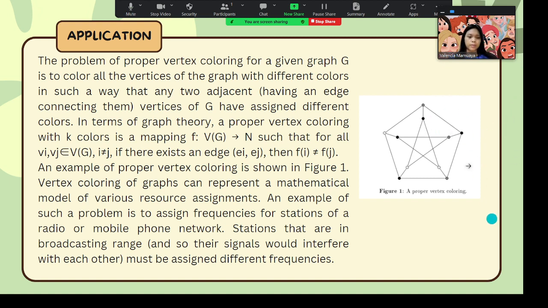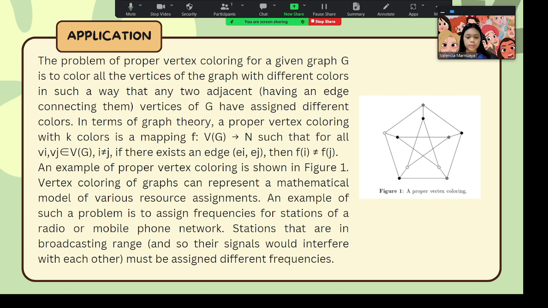Vertex coloring of a graph can represent a mathematical model of various resource assignments. An example of such a problem is to assign frequencies for stations of a radio or mobile phone network. Stations that are in broadcasting range must be assigned different frequencies so their signals won't interfere with each other.